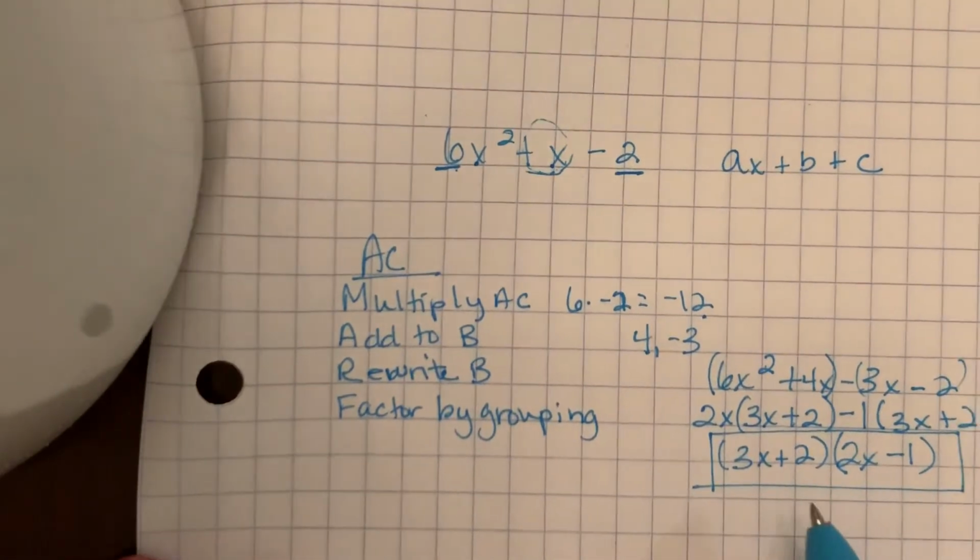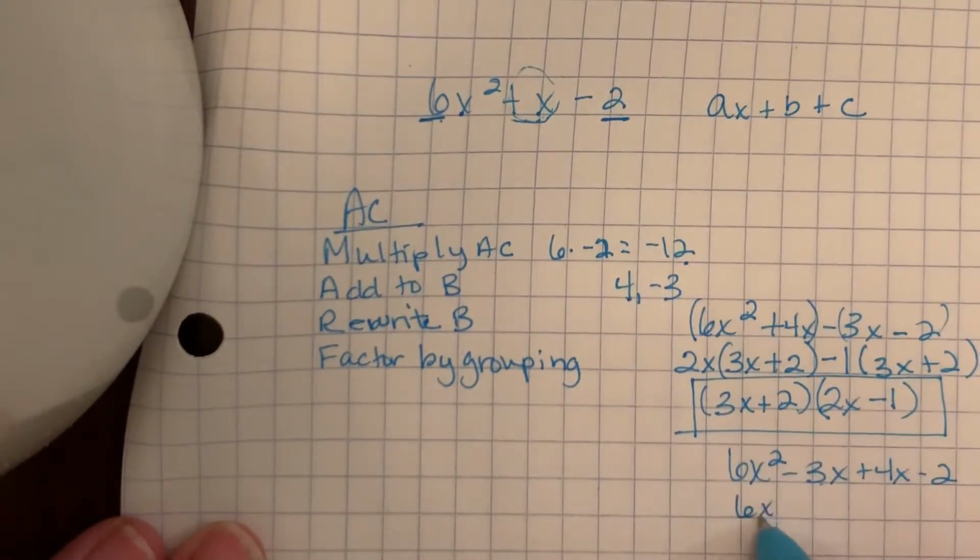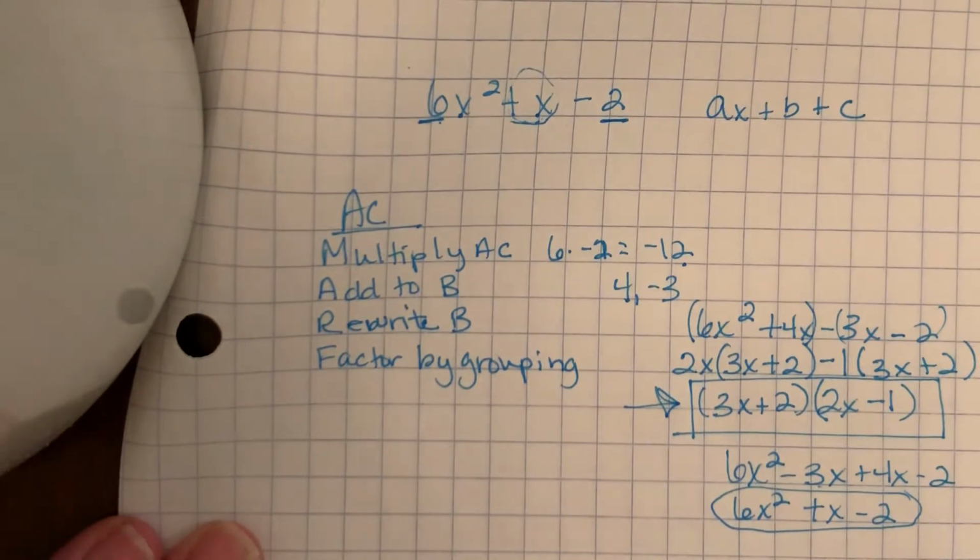We can show this by doing FOIL real quick. 3x times 2x is 6x squared. And then we have the outside, which is minus 3x, the inside, which is plus 4x, and the last, which is minus 2. We combine these two. We have 6x squared plus x minus 2. All right, and so these are our factors, and we've checked it.